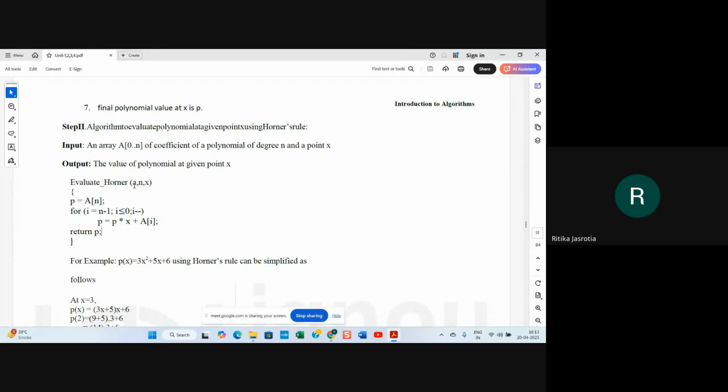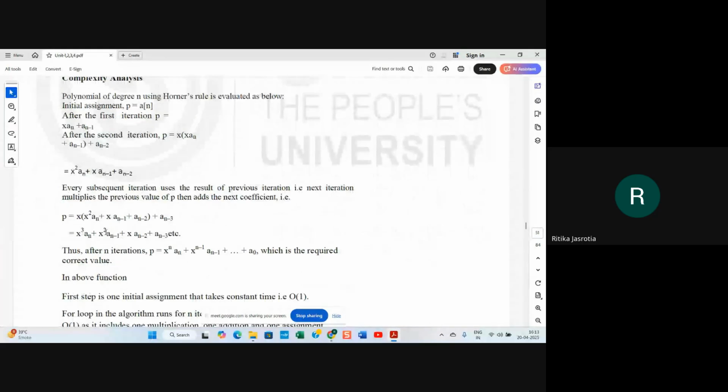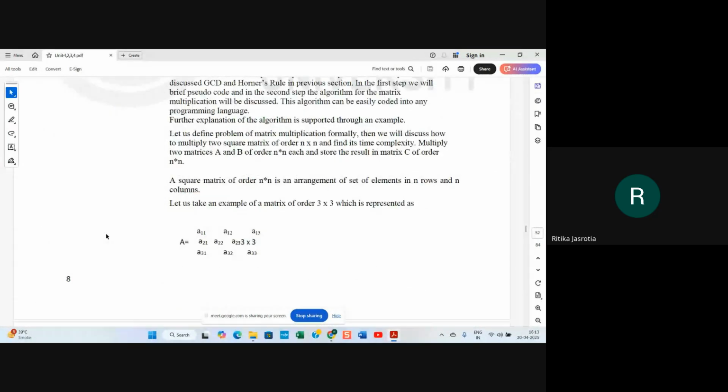A is, I think, the array. N is the number of indexes in the array, I think, or x is the exponent, I think. So a must be the coefficient, I think. So we'll see this program, I'll be having the program also.